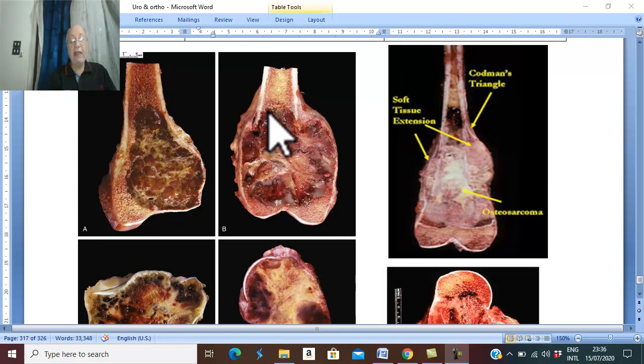The tumor, as we see, respects this cartilage. What is this cartilage? It is the articular cartilage. Because the tumor respects the articular cartilage and doesn't infiltrate it, the tumor and the swelling do not infiltrate the adjacent joint.